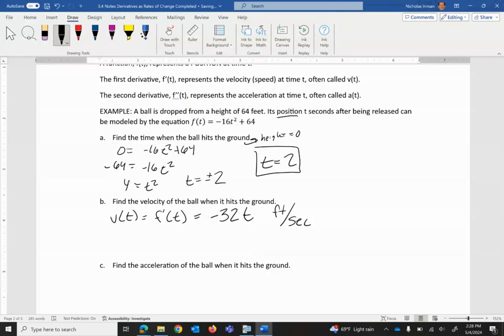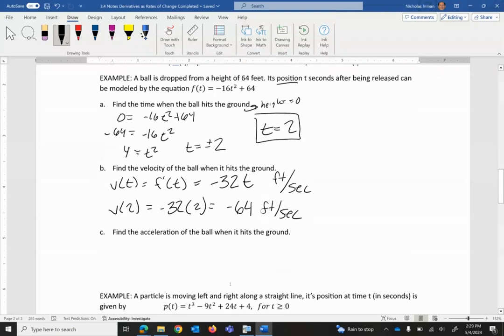Now we want to find the velocity when the ball hits the ground, and we know time is equal to 2, so we want v of 2. All right, so the ball is moving at negative 64 feet per second. Now let's just make sure that made sense. Negative 64, it is negative because that ball is dropping in height, right? The height of that ball is decreasing. So that is why that would be negative.